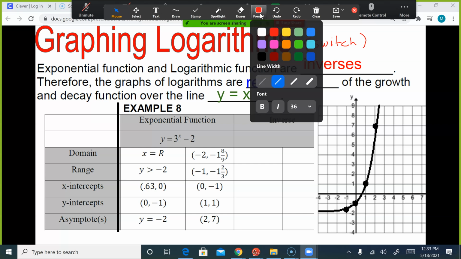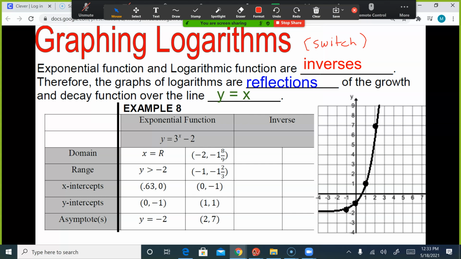So the graph that's here right now is the exponential function that's given over here. So this exponential function has a horizontal asymptote at y = -2 and has these points. -2 is at -1 8/9. -1 is at -1 2/3. 0 is at -1. 1 is at 1. And 2 is at 7. So those are the points here.